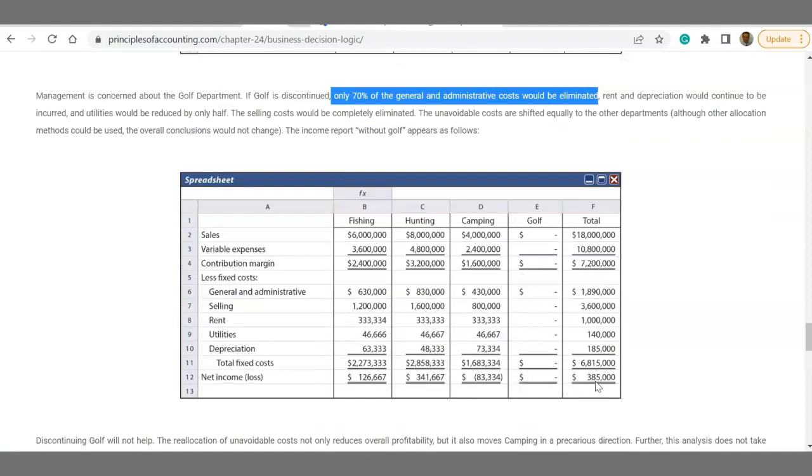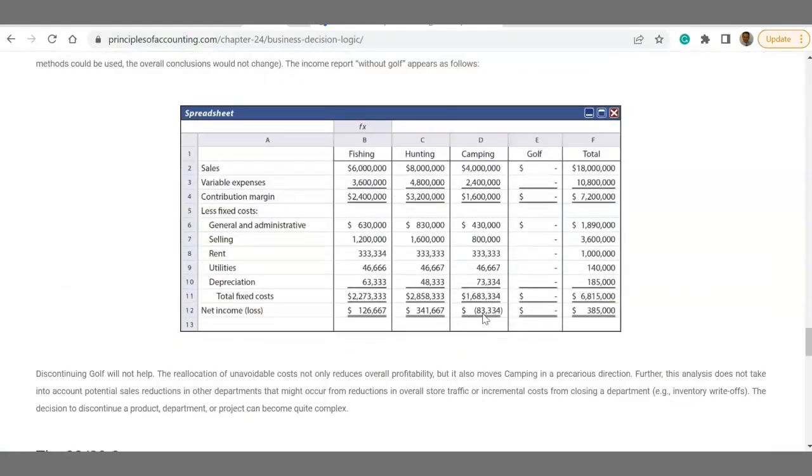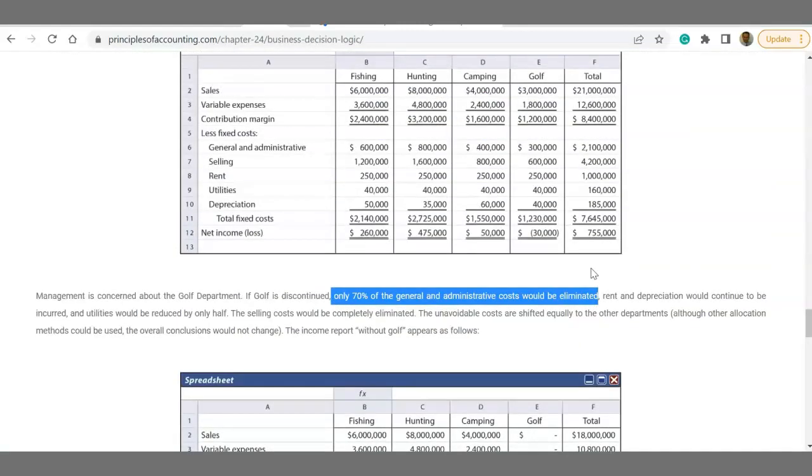So as you see, all of a sudden the camping will start losing money if you do that. Here you had just a $30,000 loss. Now everything was positive. Now all of a sudden it's a domino effect. Now the camping is also losing. So by eliminating golf, the net income after elimination is 385,000, but before elimination it was 755,000 total net income for the company. So as you see, it's a big issue.